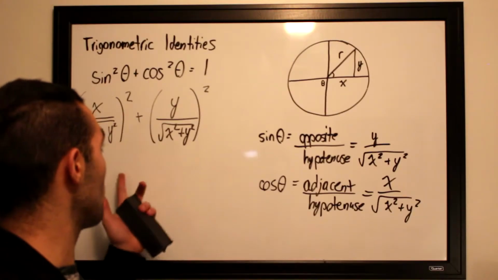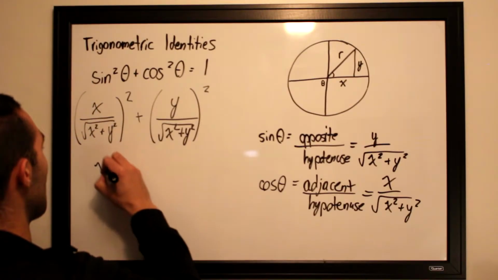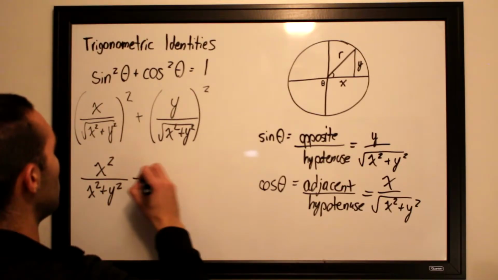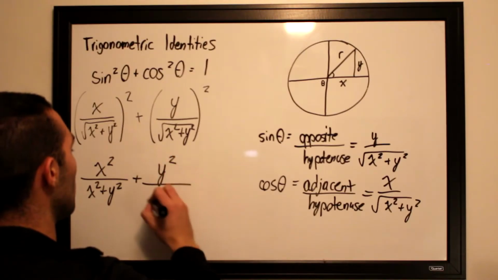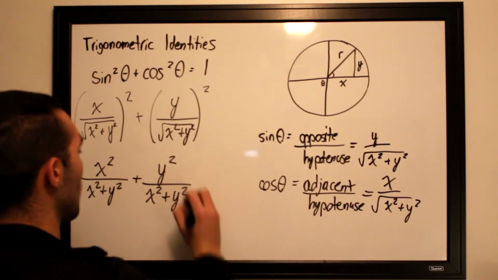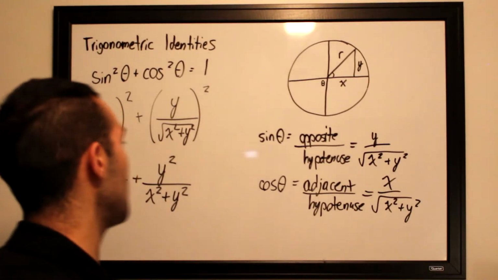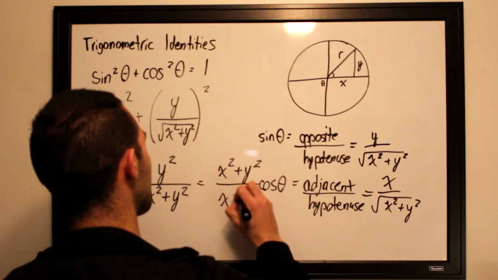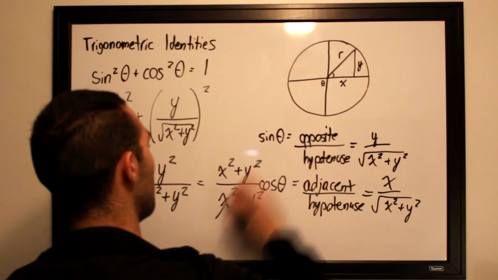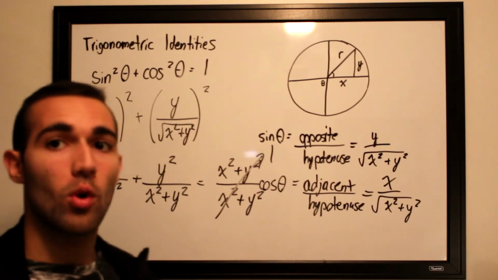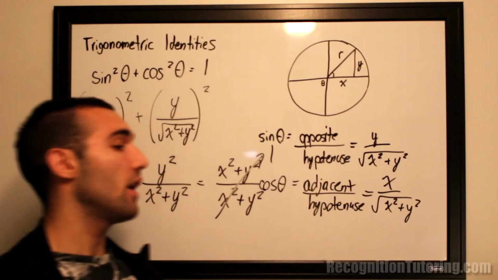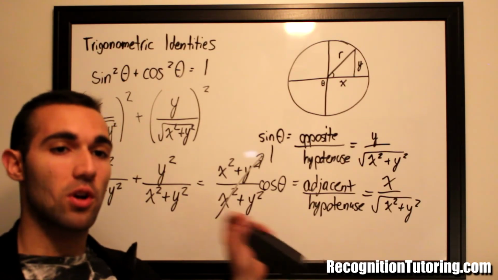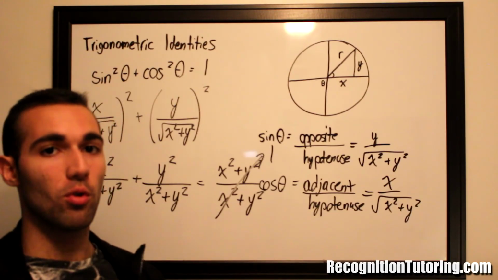And if you went ahead and squared both of these, essentially what you would get is x squared divided by x squared plus y squared, plus y squared over x squared plus y squared. Join these over a common denominator, and you've got x squared plus y squared divided by x squared plus y squared. Both of these are going to cancel each other out, and all you're going to be left with is 1. And that is why the sine, when you square it and add it to the cosine squared, sine squared plus cosine squared is equal to 1. And there's the proof behind it.